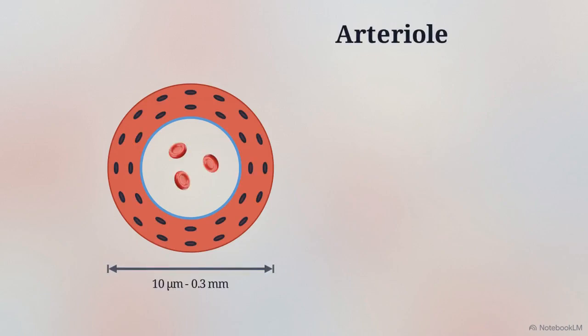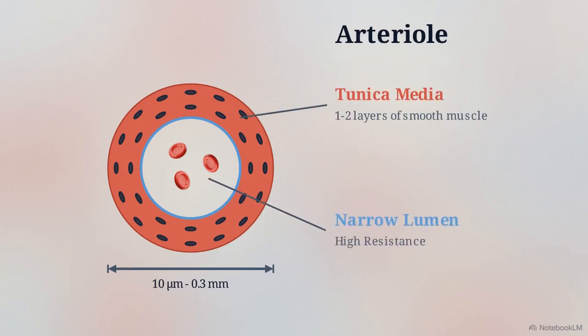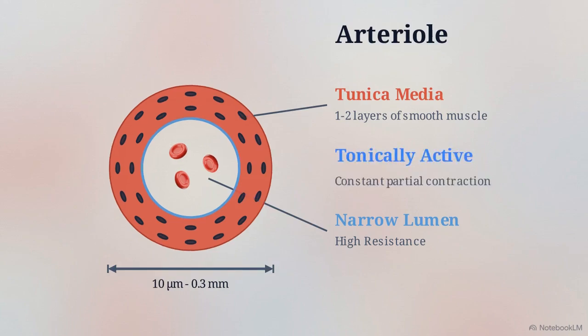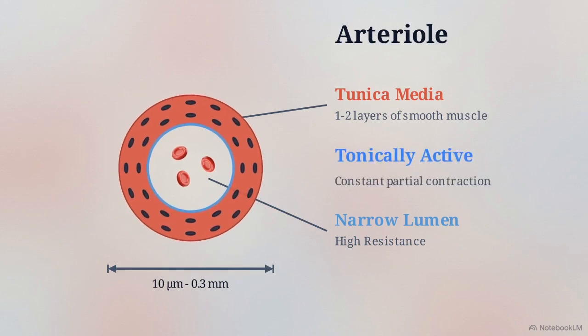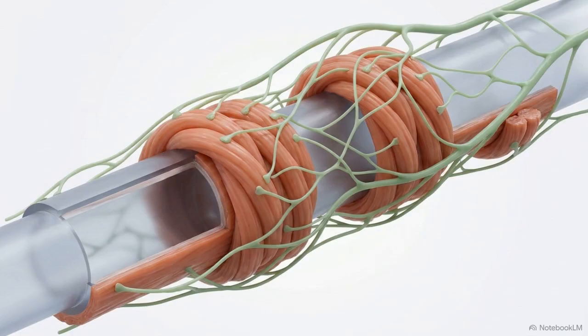In these tiny vessels, measuring 10 micrometers to 0.3 millimeters, the tunica media is reduced to just 1 or 2 layers of circularly arranged smooth muscle cells that remain tonically active. Because they are extensively innervated by sympathetic adrenergic nerve fibers, these arterioles act as the primary resistance vessels in the body, dictating systemic blood pressure.